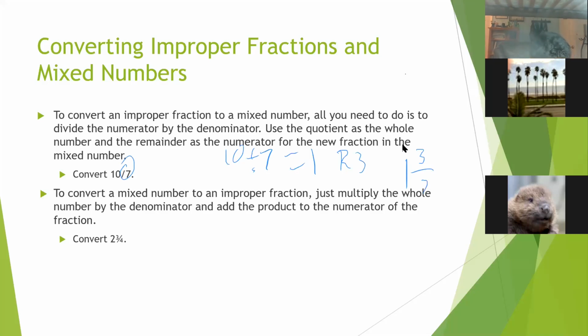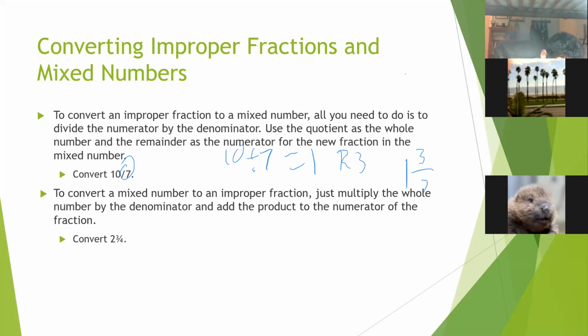So for the second one, we just convert this mixed number back to an improper fraction. So basically all you have to do is the opposite of the first thing we did. We just multiply the whole number with the denominator and then add it onto the numerator of the fraction. So when I say it, it sounds hard, but once you do it, it gets really easy.